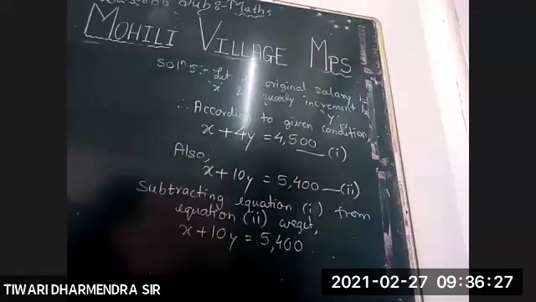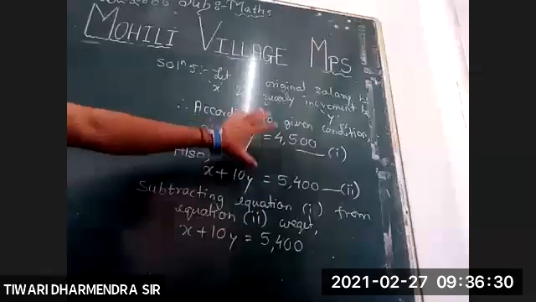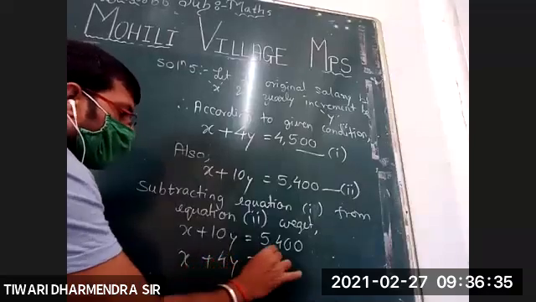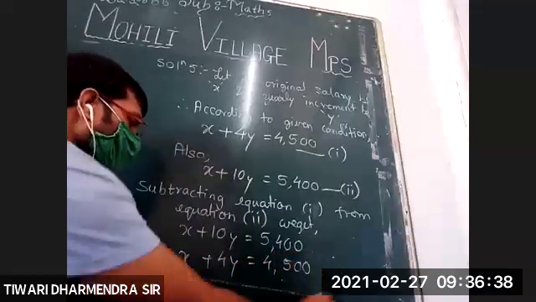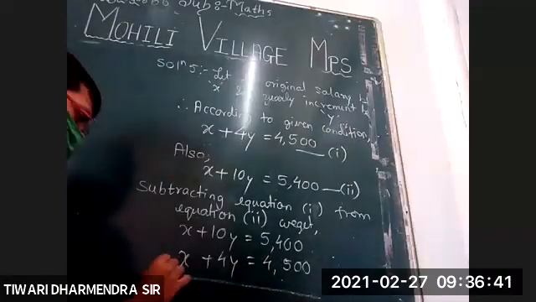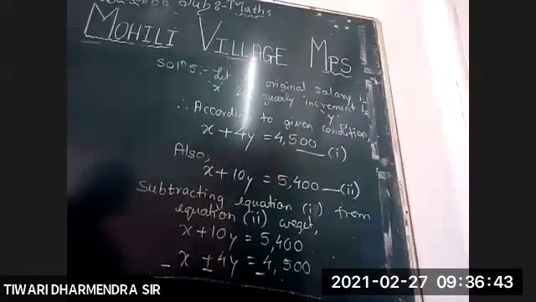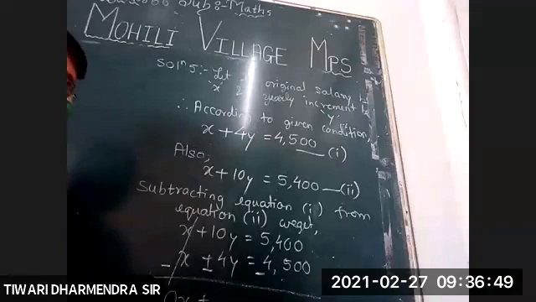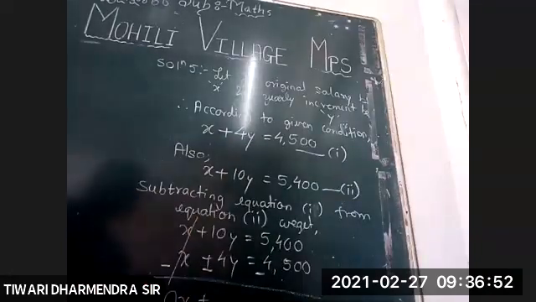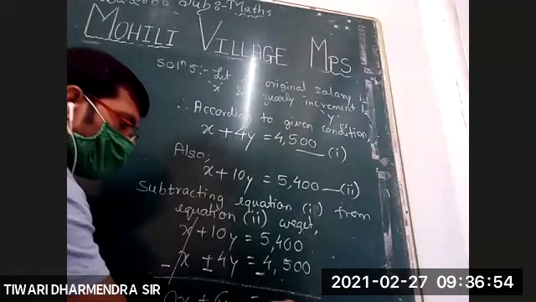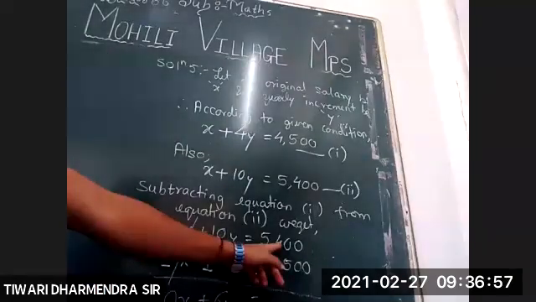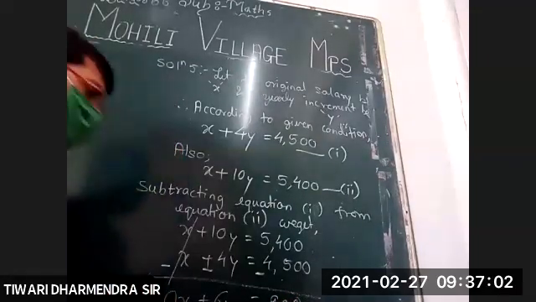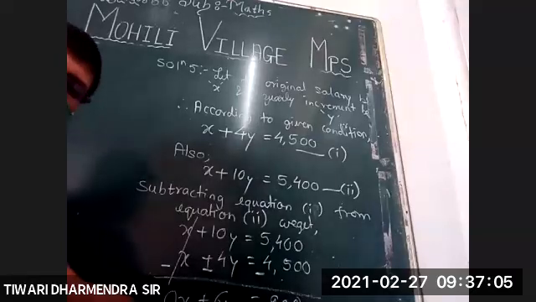When this equation is subtracted from equation 2, we get opposite signs. Whatever plus we are having in this equation will get converted to minus. So terms with opposite sign get cancelled. So this is 0X plus minus minus, so 10 minus 4 is 6Y is equal to 5,400 minus 4,500, which gives me 900. Hope everyone understood.